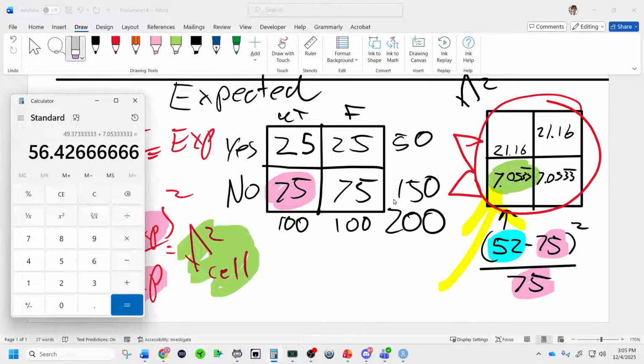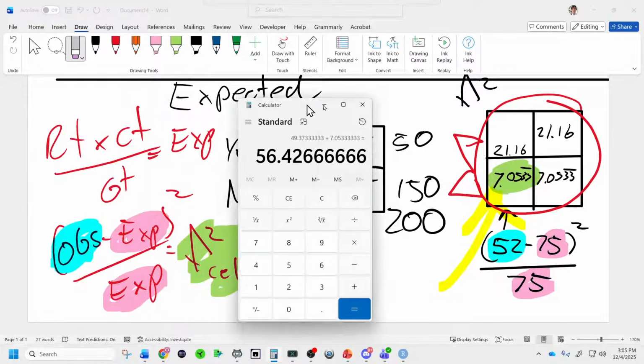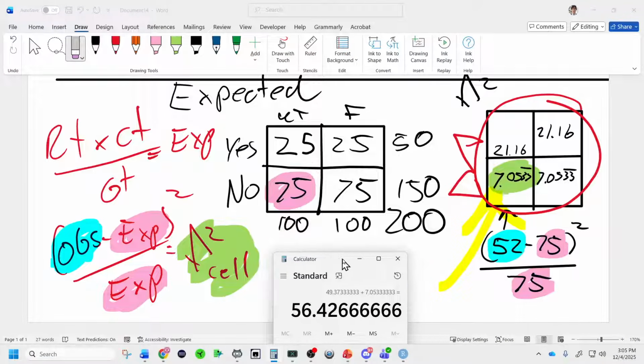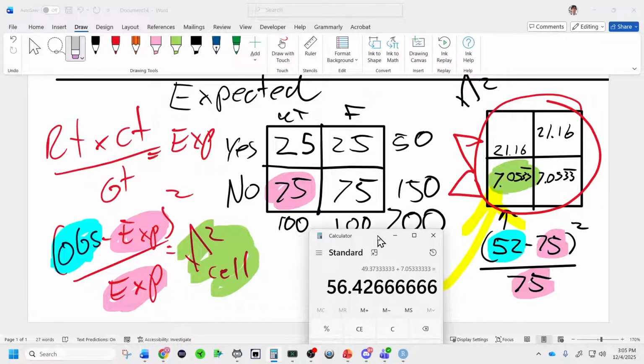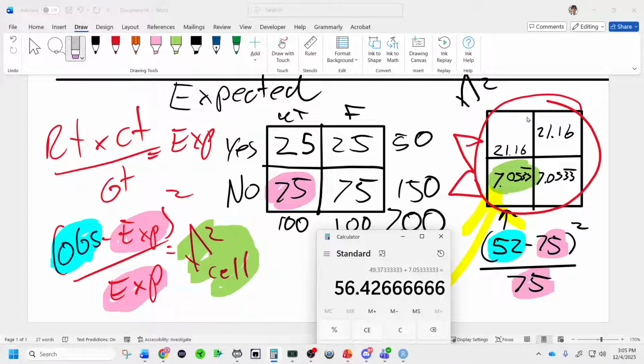And so now what do we do with this? This is the chi-squared test statistic, the sum of all the cell chi-squareds. We have to find the degrees of freedom. And someone help me get the degrees of freedom here.